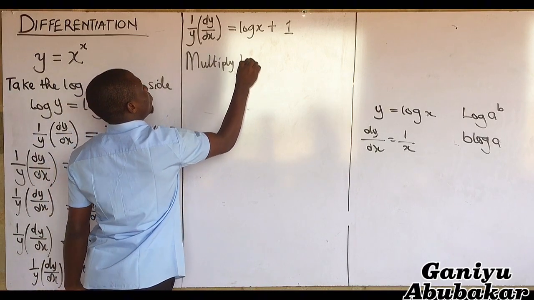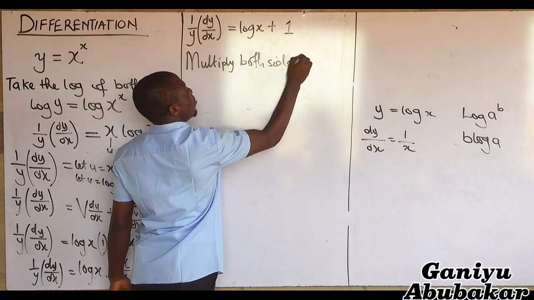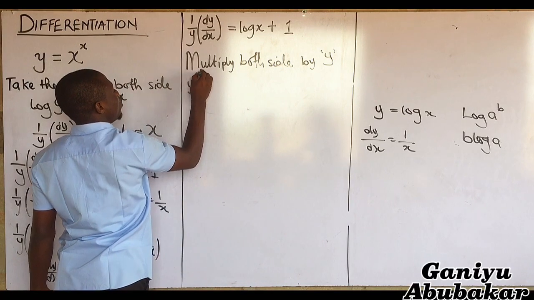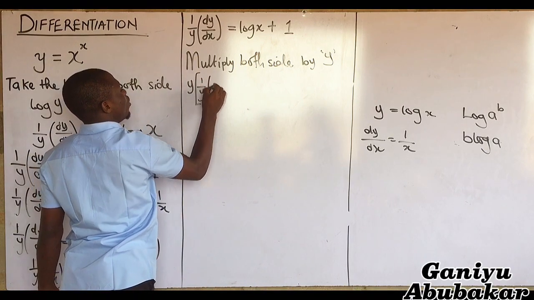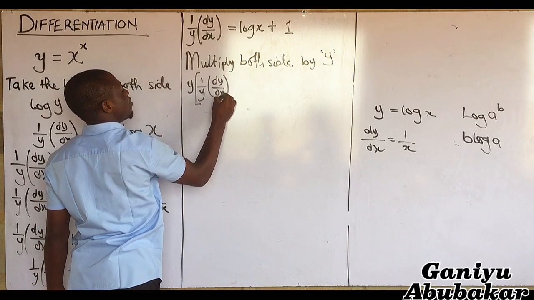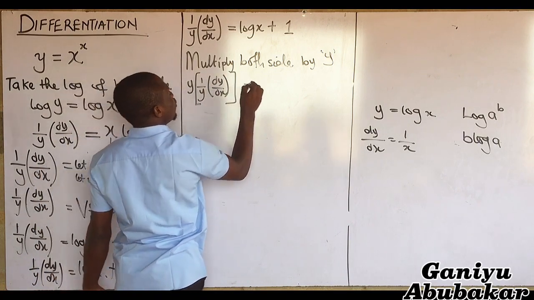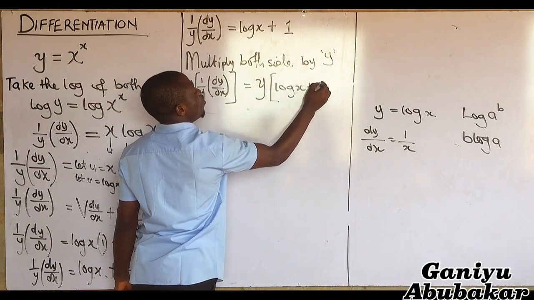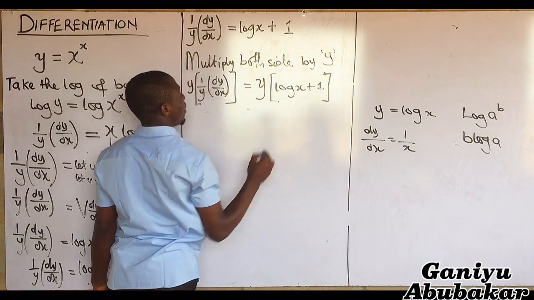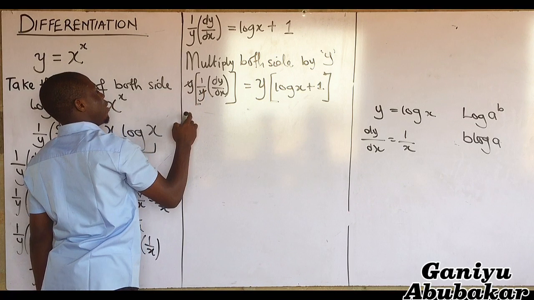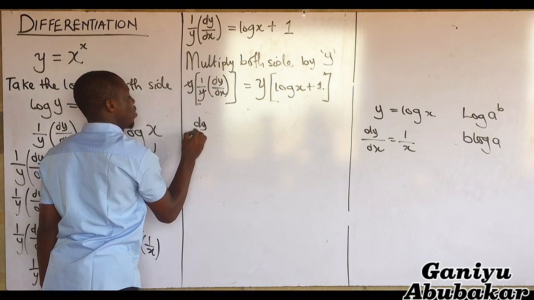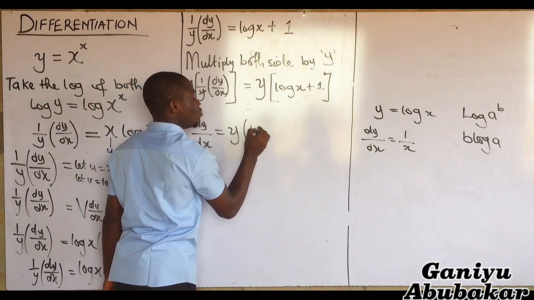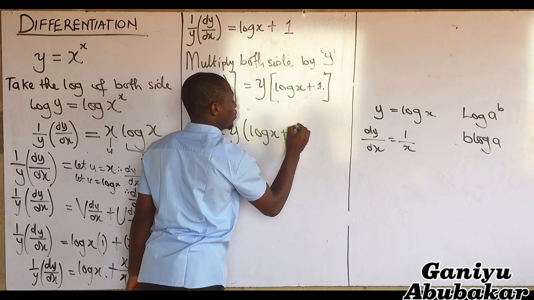At this point here, multiply both sides by y. So it means that I'll have y into 1 over y into dy over dx, equal to that same y multiplying both sides, log x plus 1. Y can cancel out this y. 1 times dy over dx is what? dy over dx is equal to y into log x plus 1.